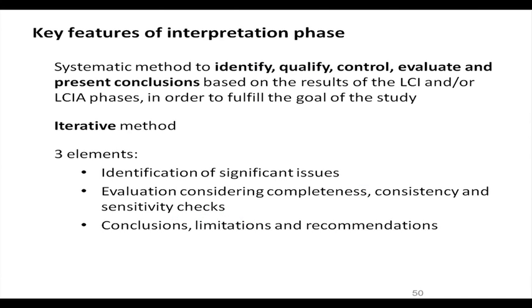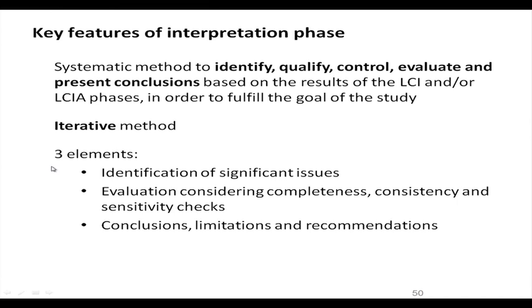When I say iterative method, as you probably know, or if you don't know, look up iteration in the Oxford dictionary or whatever dictionary you have. Iteration means you do it again and again. You do one round, then you learn from it, and then you may have to make certain changes, and then you do it again. So it's an iterative method, and there are three major elements. There are other elements out there, but three major elements in terms of this interpretation phase.